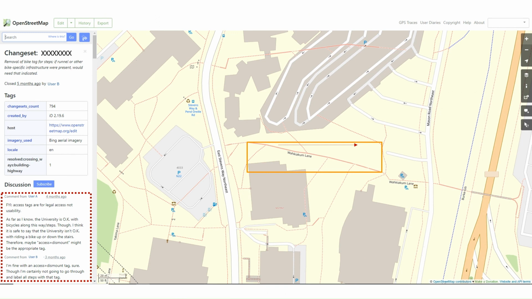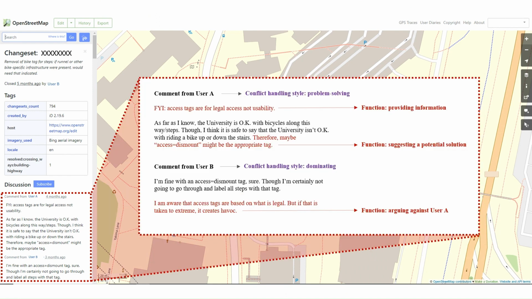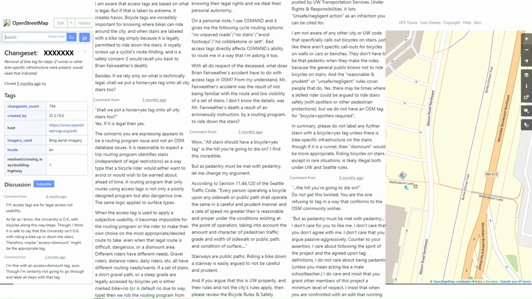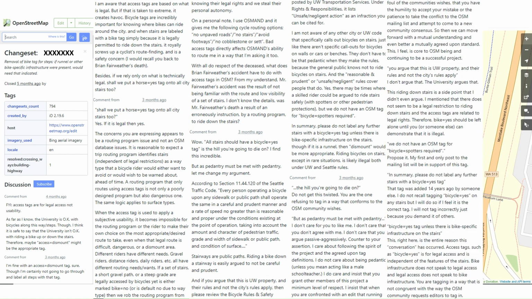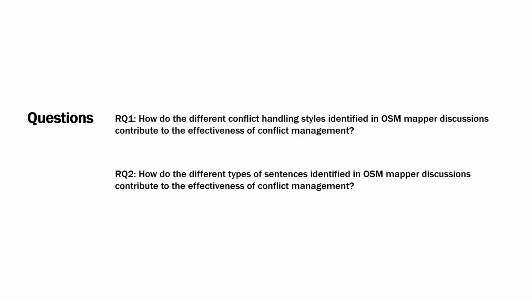OpenStreetMap changeset discussion is where mappers discuss their disagreements on a changeset, which is a series of map edits. It is an online discussion interface that captures conflict management strategies used by each mapper. Depending on how producers interact with each other, conflicts can either de-escalate by finding a compromising solution or escalate without an agreement. With an aim to drive design implications for this online discussion interface in OpenStreetMap, we assess the effectiveness of different conflict handling strategies with these two research questions.